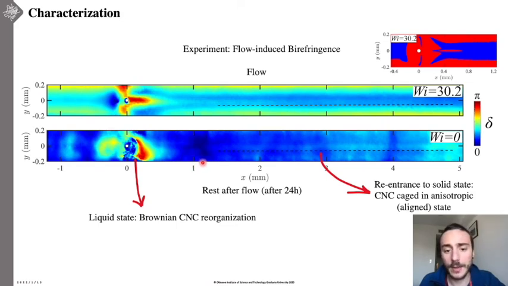However, what we get in a consistent manner is the presence of this birefringence wake that is preserved, meaning that the material, when it gets aligned near the cylinder, resolidifies as predicted by the model over here, and the CNC get caged in this anisotropic aligned state. Once the flow is stopped, the material is already in the solid state, and therefore it cannot reorganize anymore, and that's why we obtain again the same birefringence wake, as we preserve the birefringence wake.